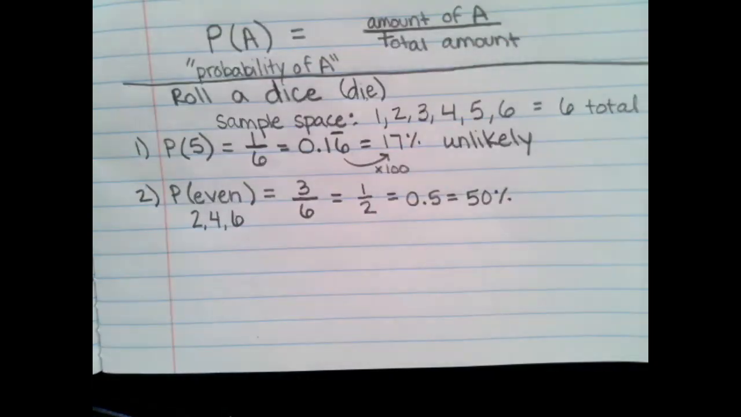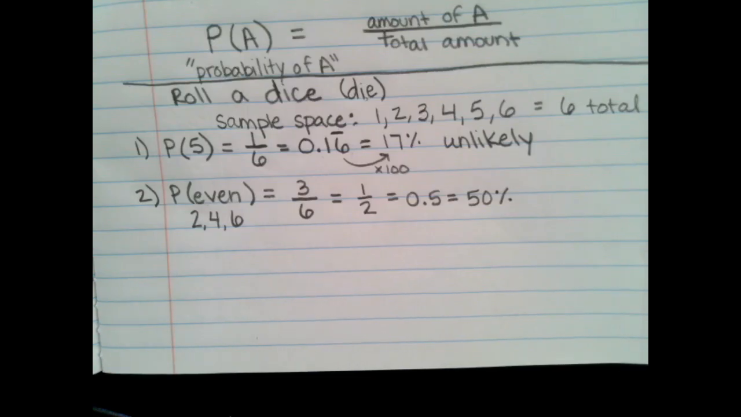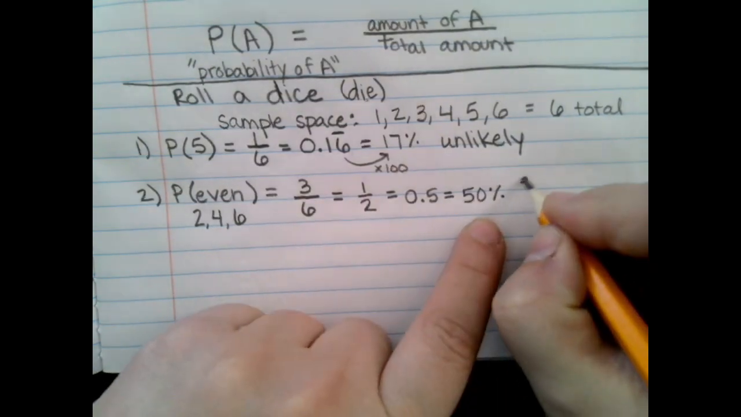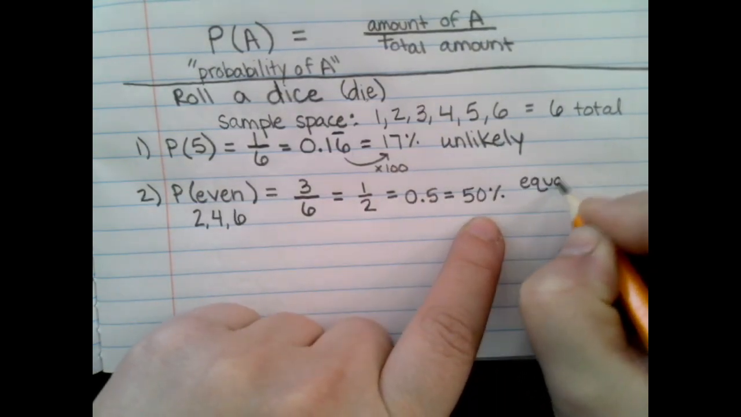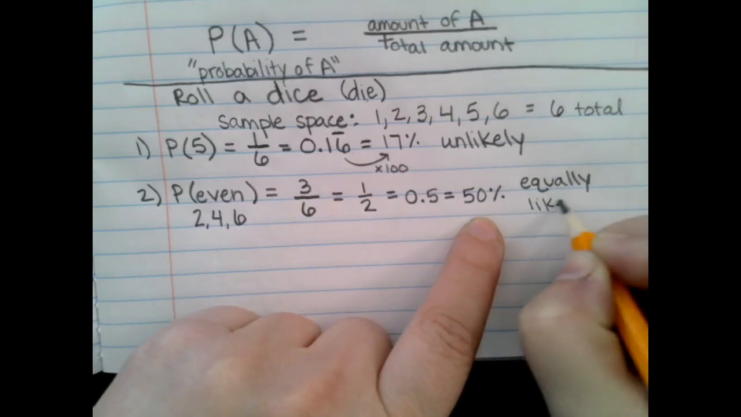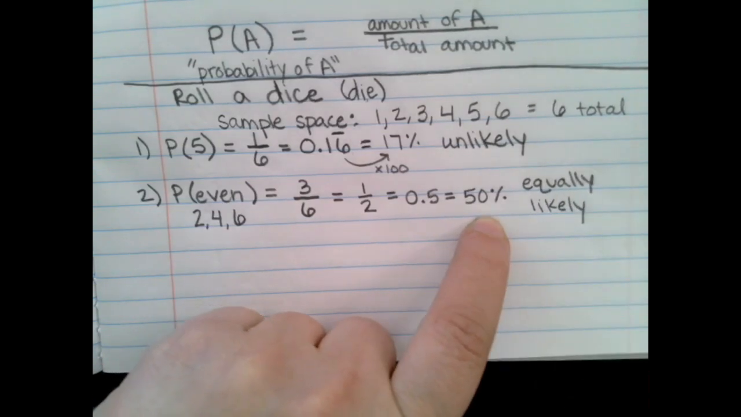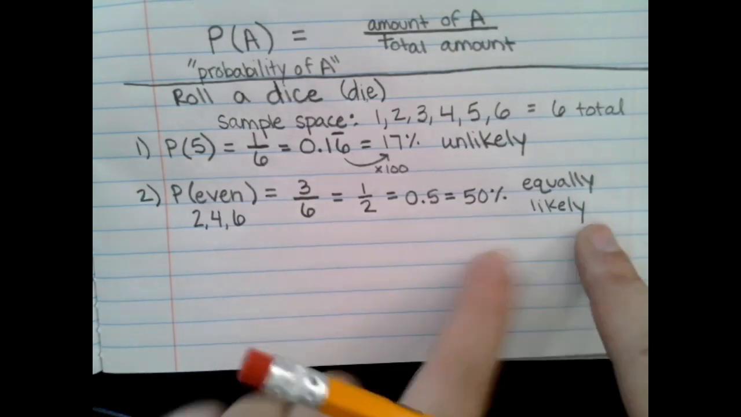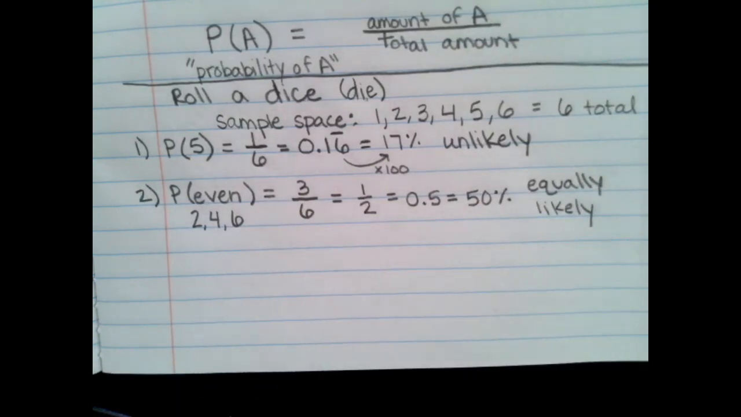So is 50% chance impossible, unlikely, even chance, likely, or certain? Even chance. Yep. Another word for even chance is equally likely. I'm going to write that here because it's equally likely, meaning it could go one way or the other. If you wrote even chance already, that's fine. I just want to make sure you know equally likely and even chance mean the same.